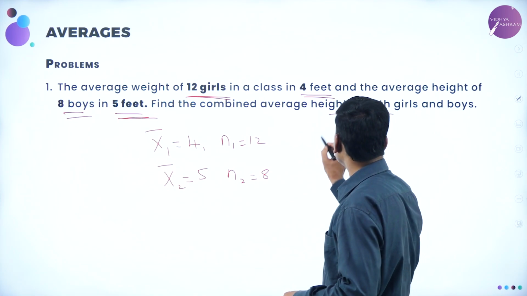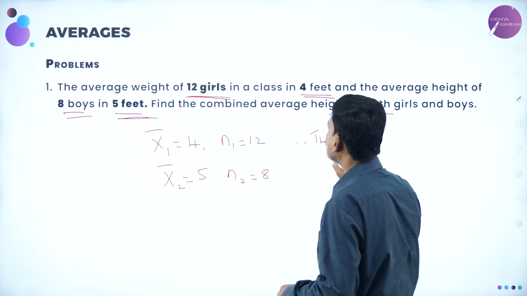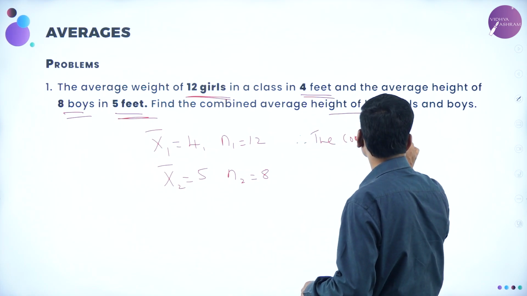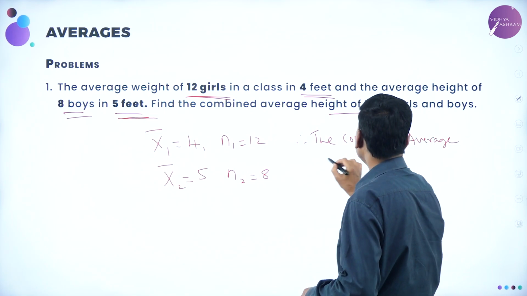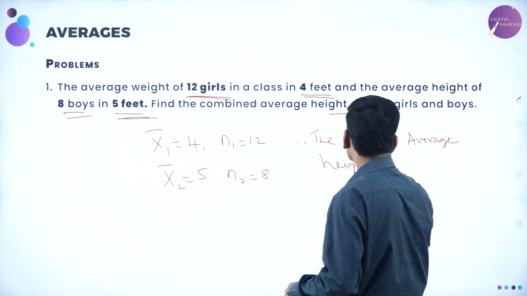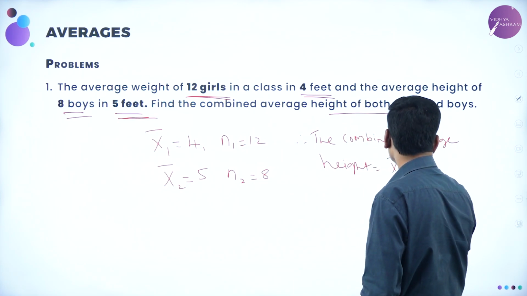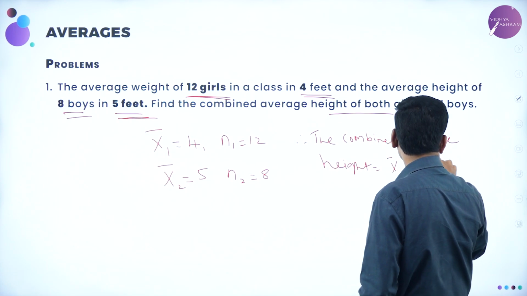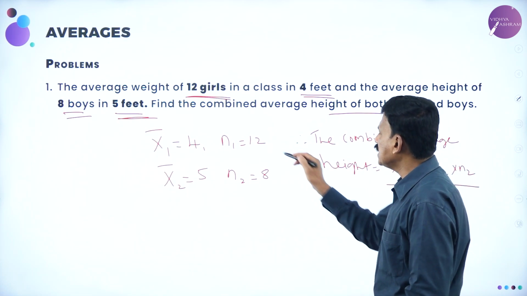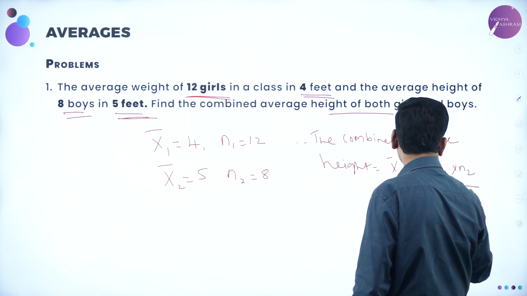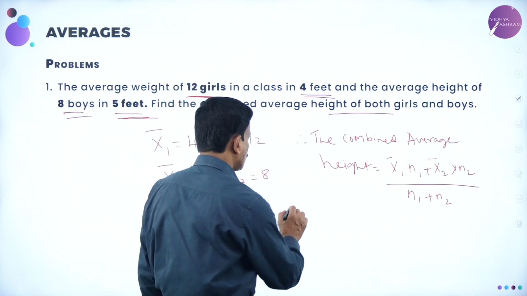The combined average height is equal to x1 bar n1 plus x2 bar n2 divided by n1 plus n2. That's it. Simplify, you will get the answer.